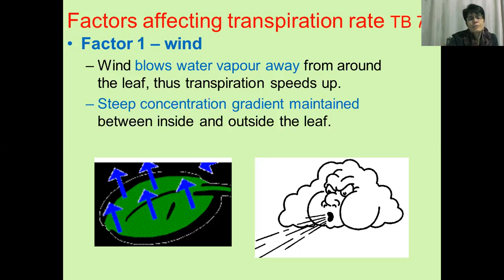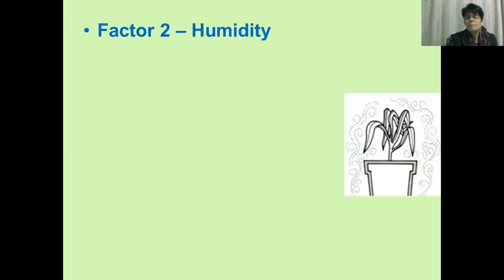All right, so a steep concentration gradient is maintained between inside and outside the leaf. Humidity. As I was saying, if we put a big jar around this plant, now it's very humid around the plant.